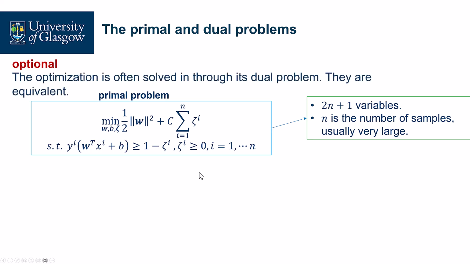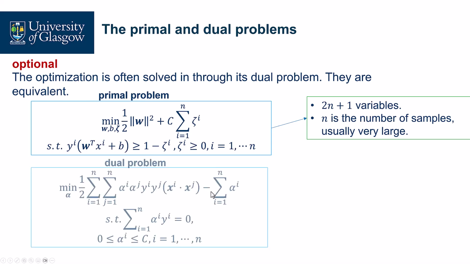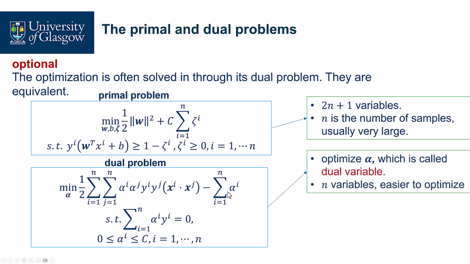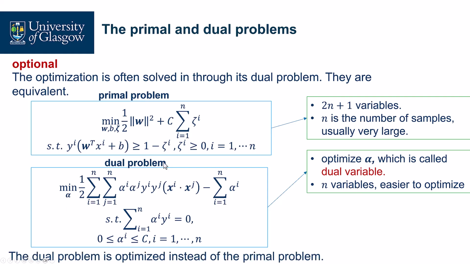To make it easier, we often solve with a dual problem. The dual problem is equivalent to this. In this problem, we only optimize alpha. Alpha is a variable of n dimensions, right? N dimensions, so it's easier to optimize. So normally this is optimized instead of the primal one, right?